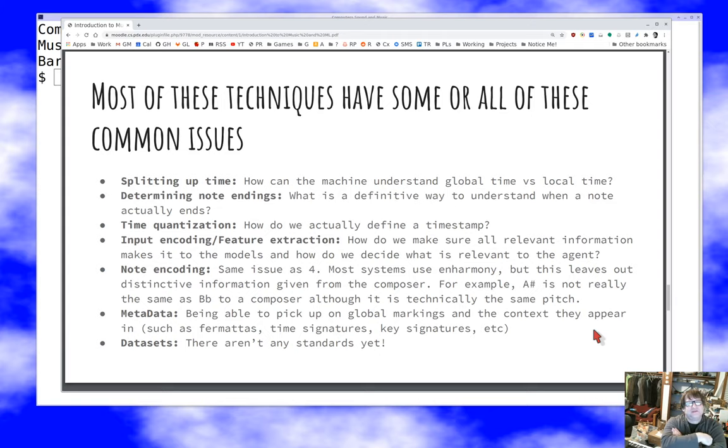And here's some issues that are super important. I hope these slides are big enough to read. Splitting up time. How do we decide global time versus local time? How can we understand what's going on temporally in a piece of music? If you don't get the note endings or note starts from a MIDI file, if you're given audio, then it's really tricky to just find the starts and stops of notes in a piece of music.